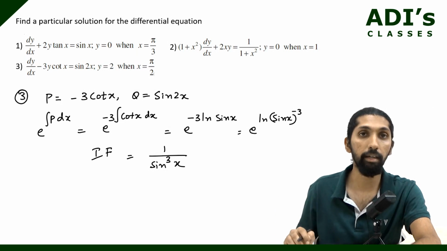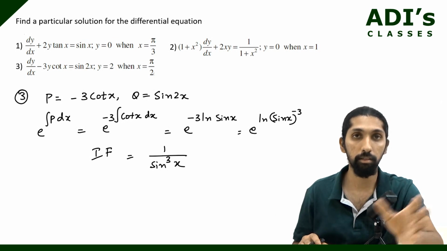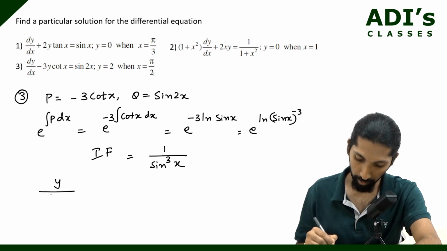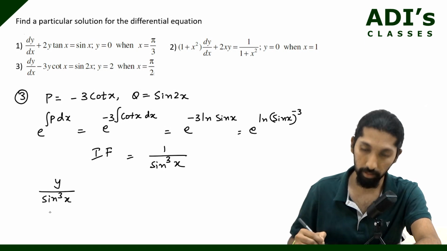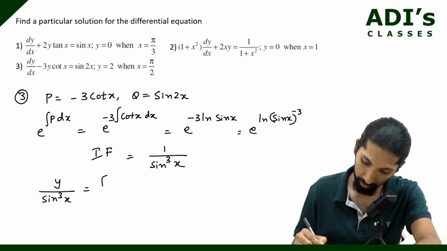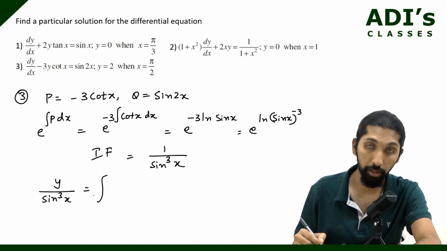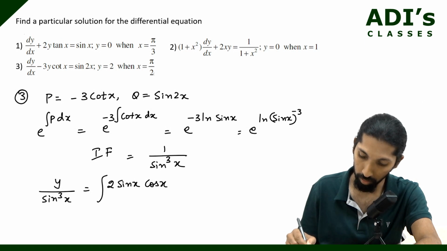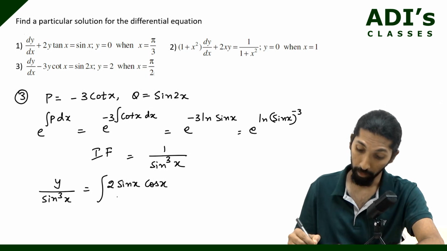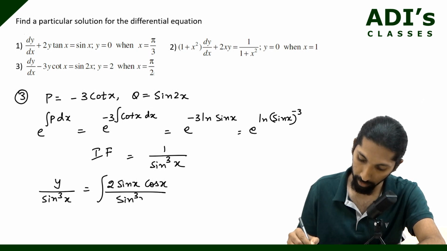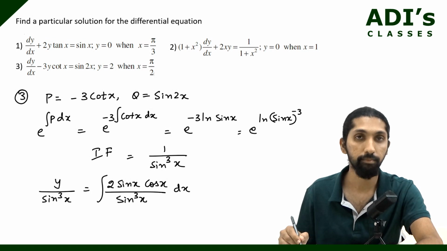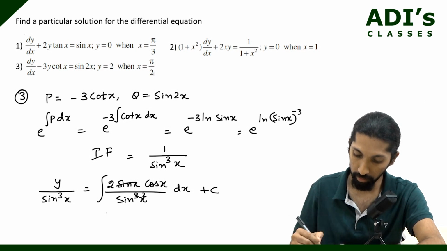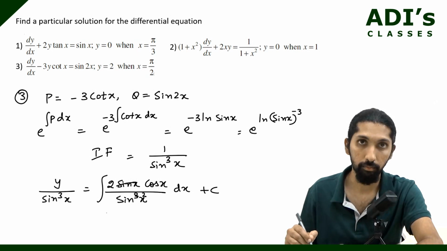See, since we have the integrating factor, now let's apply this in the equation and get things done. So we have y divided by sin cube x, correct? Integral of, what is q? Sin 2x. So can we write this as 2 sin x cos x sin 2x, right? Divided by sin cube x dx, right? Plus c, of course, plus c is there. One sin you cancel out, the denominator becomes sin square x, correct?